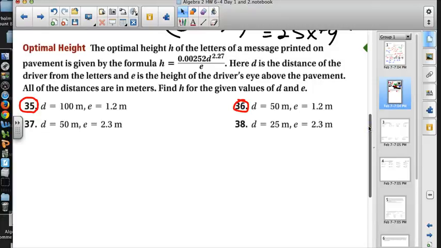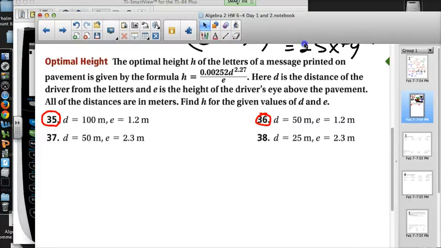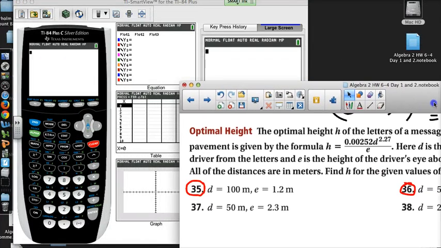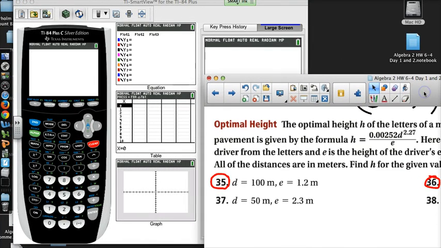We've got the optimal height h of the letters of a message printed on pavement is given by the formula h equals 0.00252 d to the 2.27 power all over e, where d is the distance of the driver from the letters and e is the height of the driver's eye above the pavement. All of the distances are in meters. Find h for the given values of d and e. And what I'm hoping to show you here is that if we get this in the correct way the first time, then we can just keep calling up the memory each time and using that in the formula.